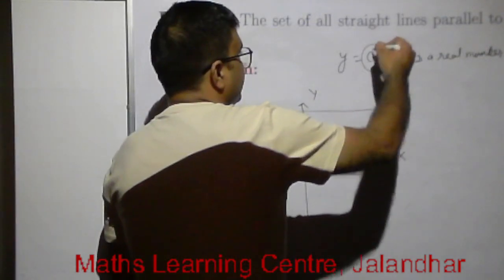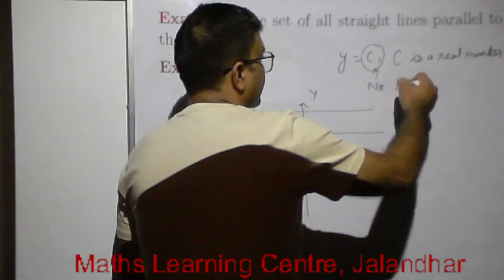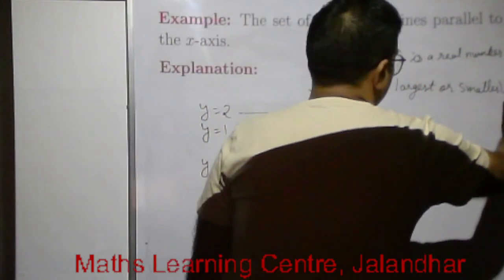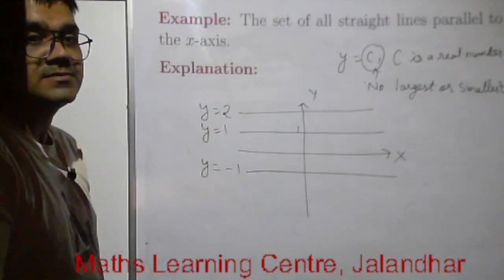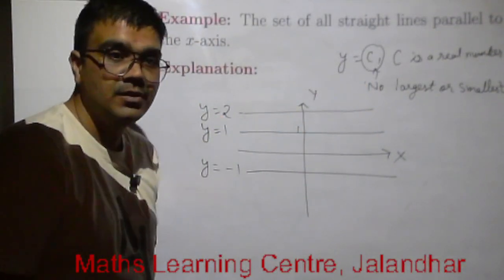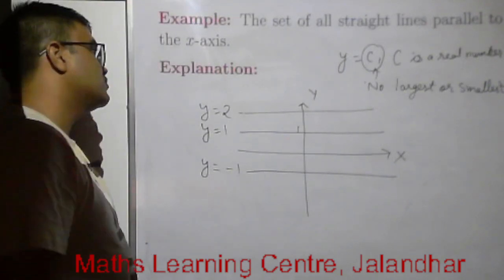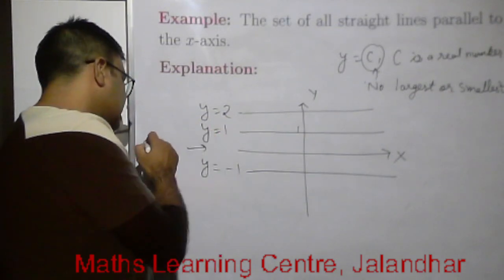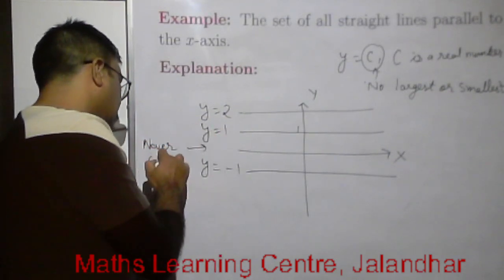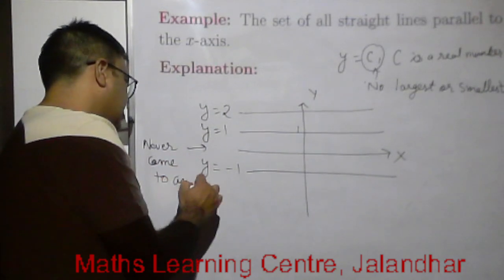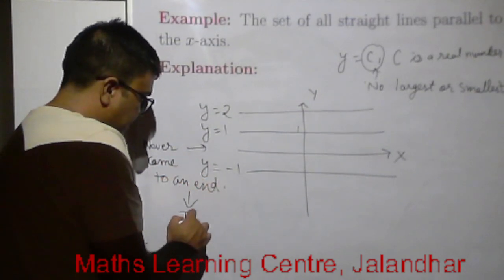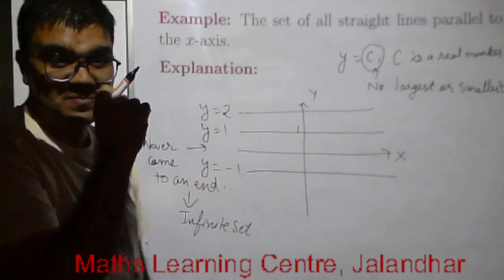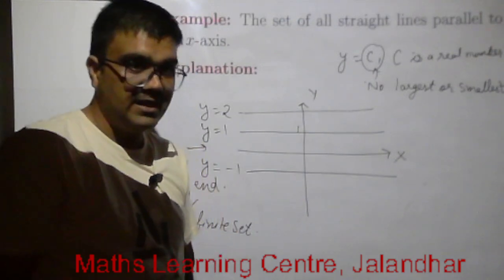Look at this number c. There is no largest or smallest value, or you can say there is no upper or lower bound on this c over here. So it means that the process of counting these lines will never come to an end. So this set is an infinite set.